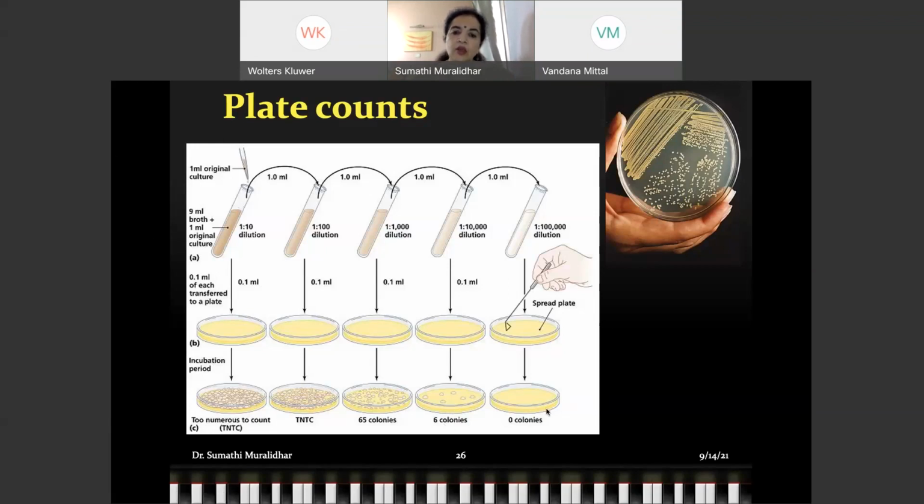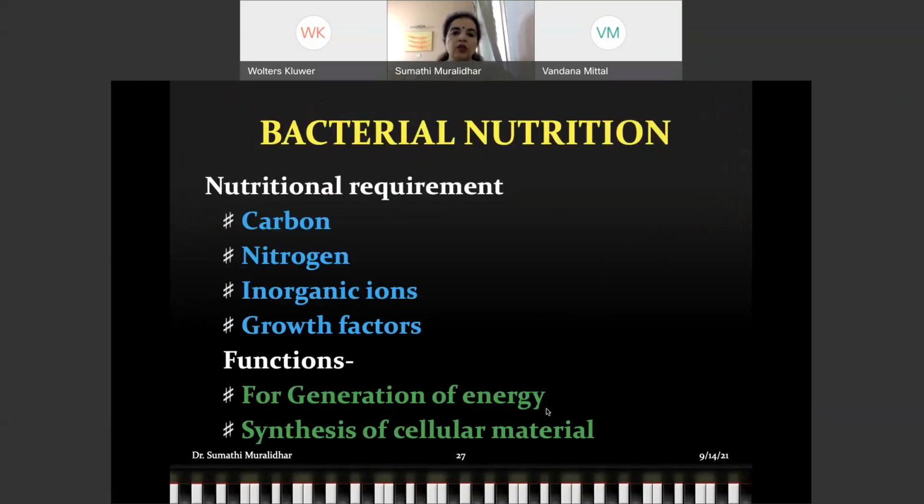That means nothing has grown in the 1 in 1 lakh dilution, but in the 1 in 10,000 dilution, you have got 6 colonies. So you count the colonies and then you do the calculations because you have started with 1 ml. So those were the ways of counting live bacteria and the total bacteria, that is the live and dead bacteria.